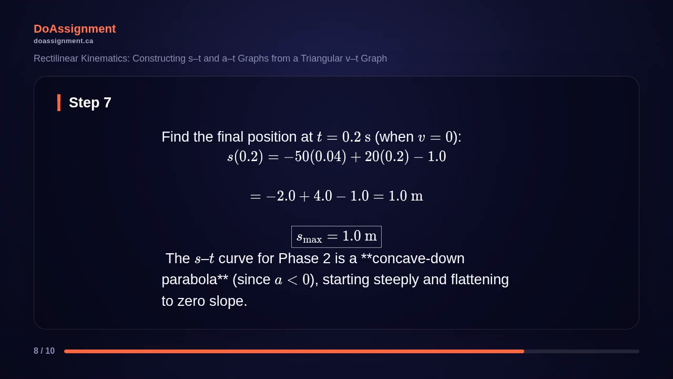Plugging t equals 0.2 seconds into the phase 2 position equation, negative 50 times 0.04 plus 20 times 0.2 minus 1 equals negative 2 plus 4 minus 1, which equals 1 meter. The maximum displacement between the plates is 1 meter. The phase 2 curve is concave down because acceleration is negative.